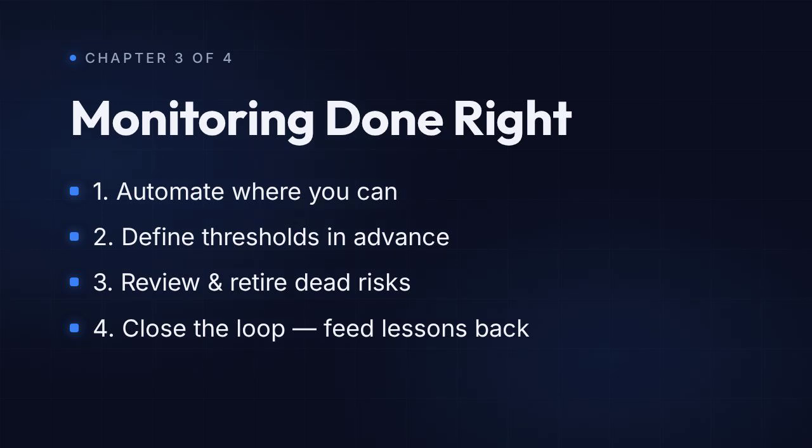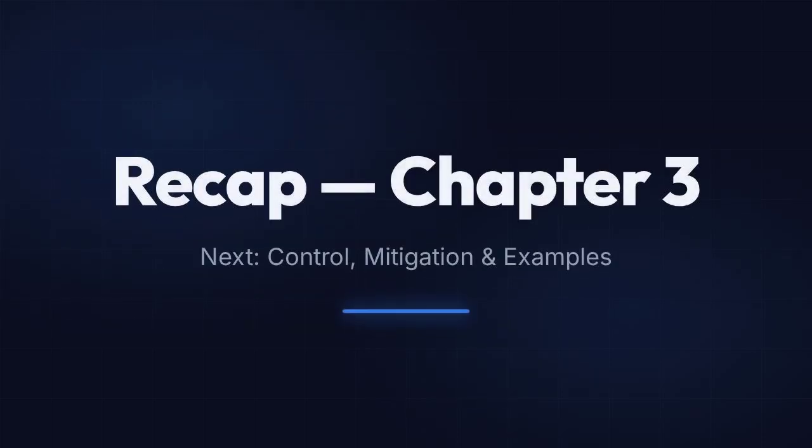And 4. Close the loop. When a risk materializes, the after-action review should feed back into the register and the controls. That is Chapter 3. Monitoring is the muscle that keeps risk management alive. In Chapter 4, we'll get into control and mitigation, walk through 2 worked examples, and tie the whole framework together.